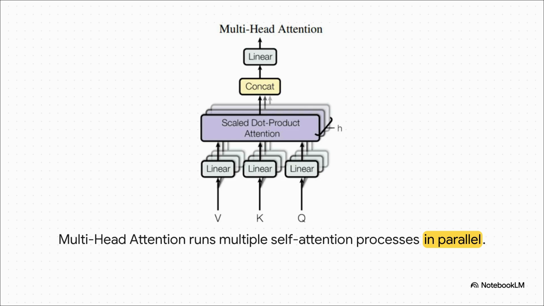Each head can learn to focus on different kinds of relationships. Maybe one head gets really good at spotting who did what to whom. Another might focus on how things relate in time. It's like having a whole team of specialists analyzing the sentence all at once.